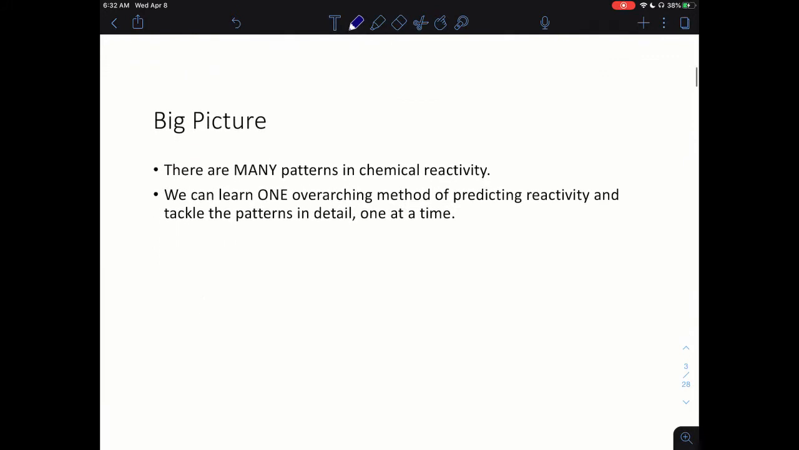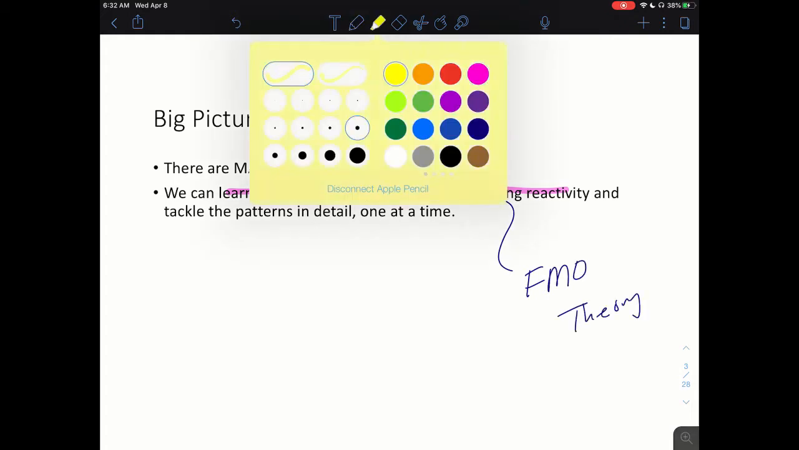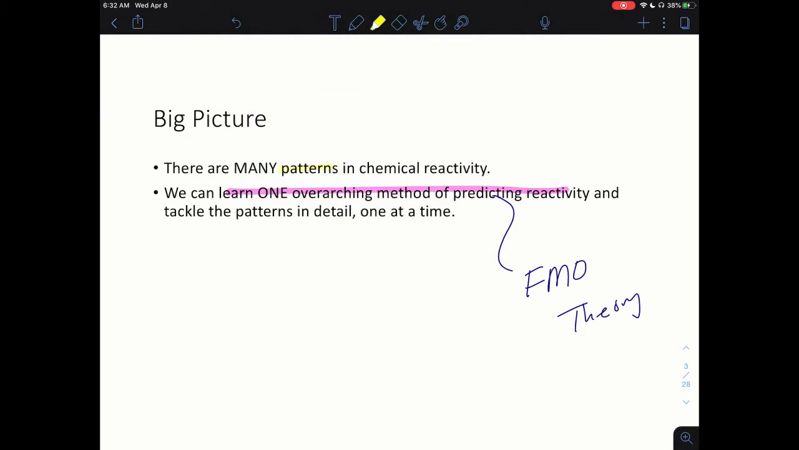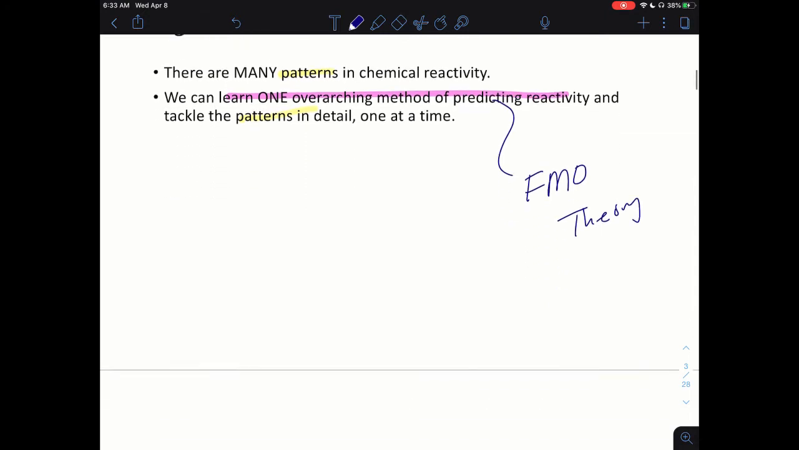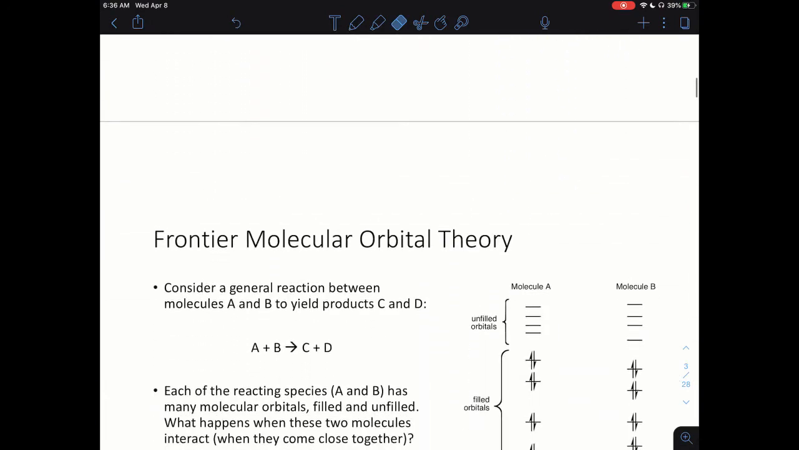All right, so there are many patterns in chemical reactivity. We're going to learn this one overarching method of predicting reactivity. So that is FMO theory. And then we're going to take the patterns, and these patterns, that's like for inorganic chemistry, that's double displacement, single replacement, combustion. We're going to learn them one at a time later in detail. We're going to start to learn to recognize them today. Let's start with FMO theory.